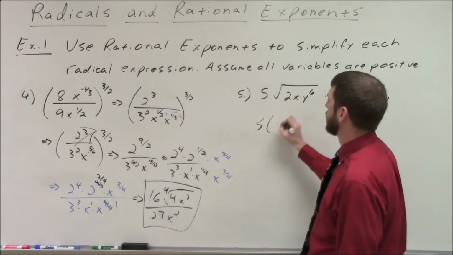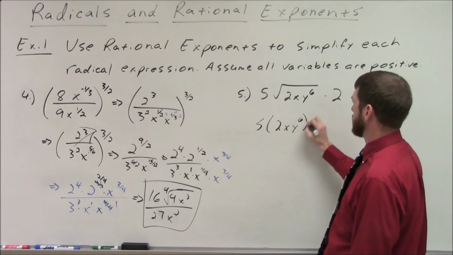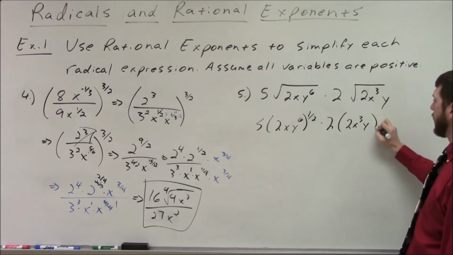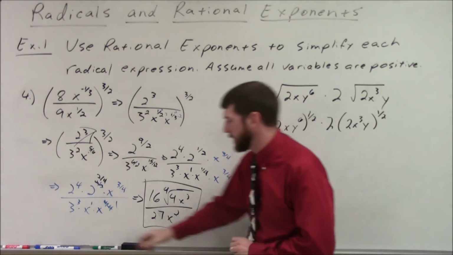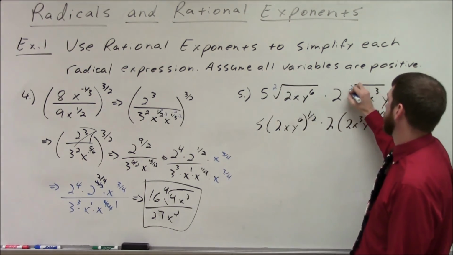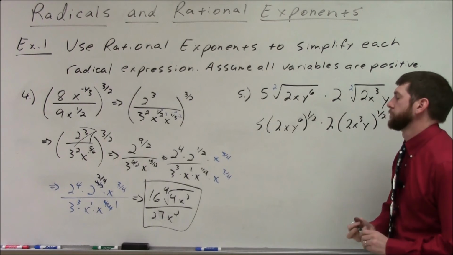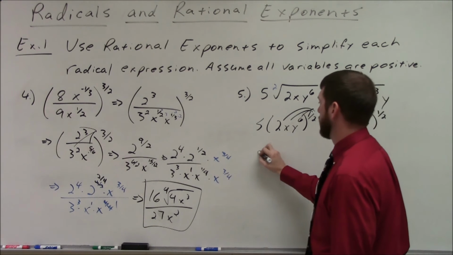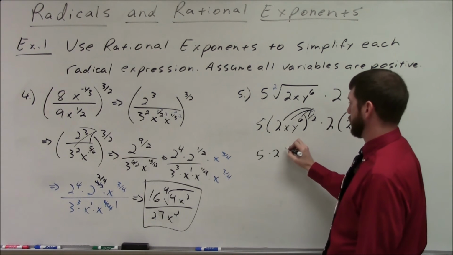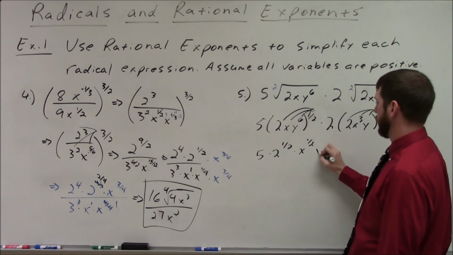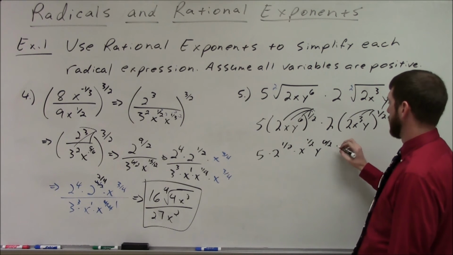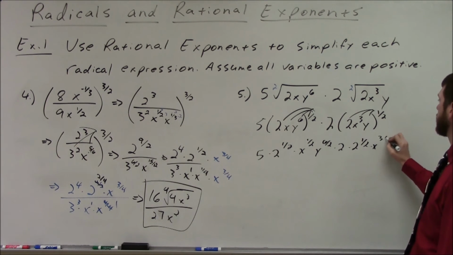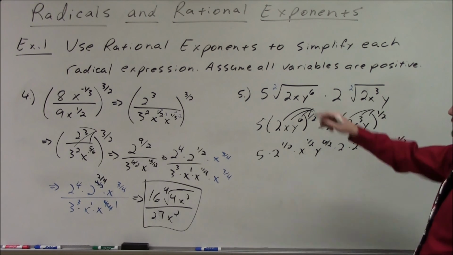So I'm going to make this 5 times 2xy to the 6th to the 1/2 times 2x cubed y also to the 1/2. Because remember, if you don't see an index, it's an understood 2 because those are square roots. Let's distribute those exponents out. And that gives me 5 times 2 to the 1/2, x to the 1/2, y to the 6/2 times 2 to the 1/2, x to the 3/2, y to the 1/2. So we just distribute all those exponents out.